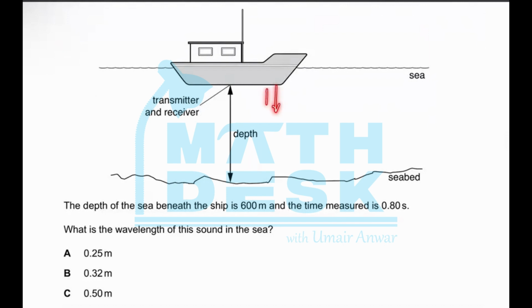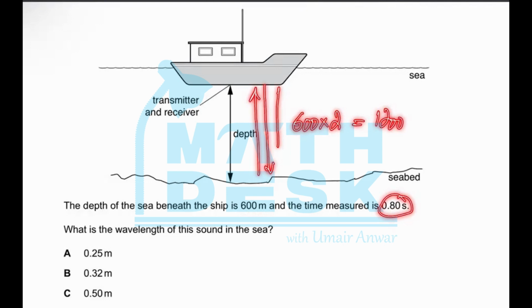The depth of the sea beneath the ship is 600 meters. So this distance between the ship and the seabed is 600 meters here. The time measured is 0.80 seconds. So in this time, the pulse went downwards towards the seabed, bounced back and came back to the receiver. So this distance between the ship and the seabed was covered twice in this interval. So 600 into 2 is 1200 meters, the distance covered in 0.80 seconds.